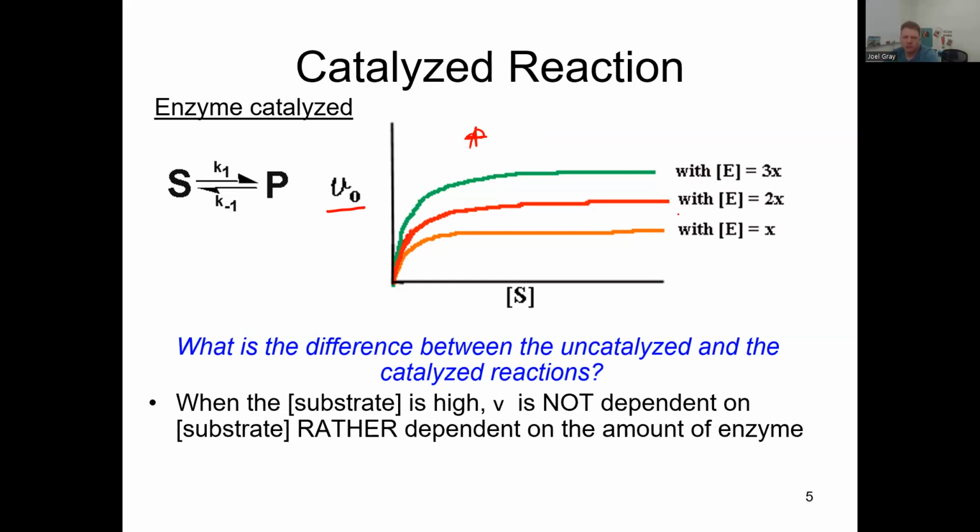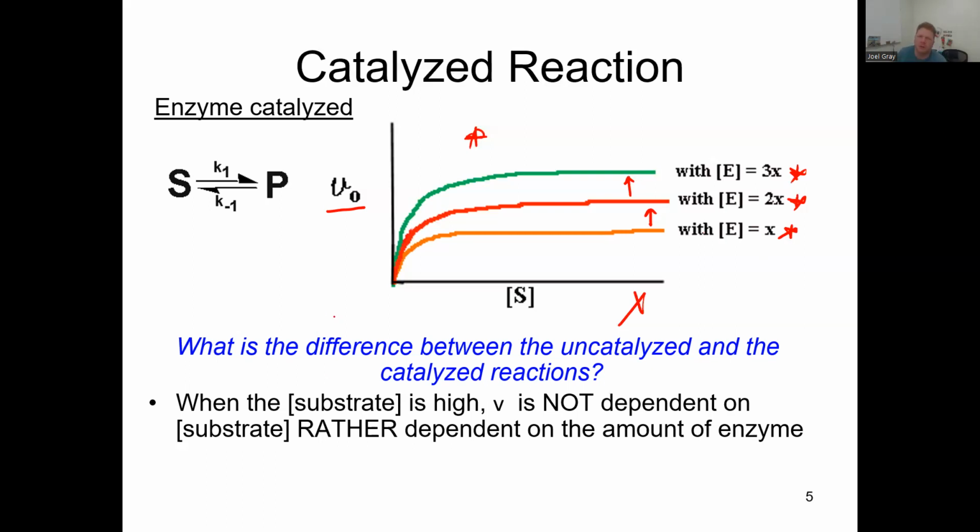Now, when the substrate concentration is high, so over here, velocity is not dependent on substrate concentration, rather dependent on the amount of enzyme. So if we look at these three models, or these three different lines, what's changing between the orange, red, and green lines is that our concentration of our enzyme is increasing. So as we increase the enzyme's concentration, then we see our velocity increase.